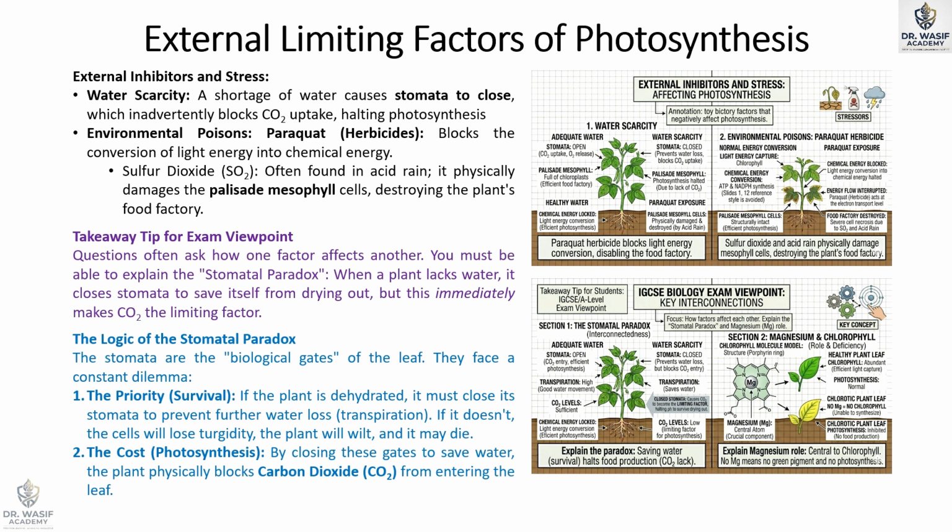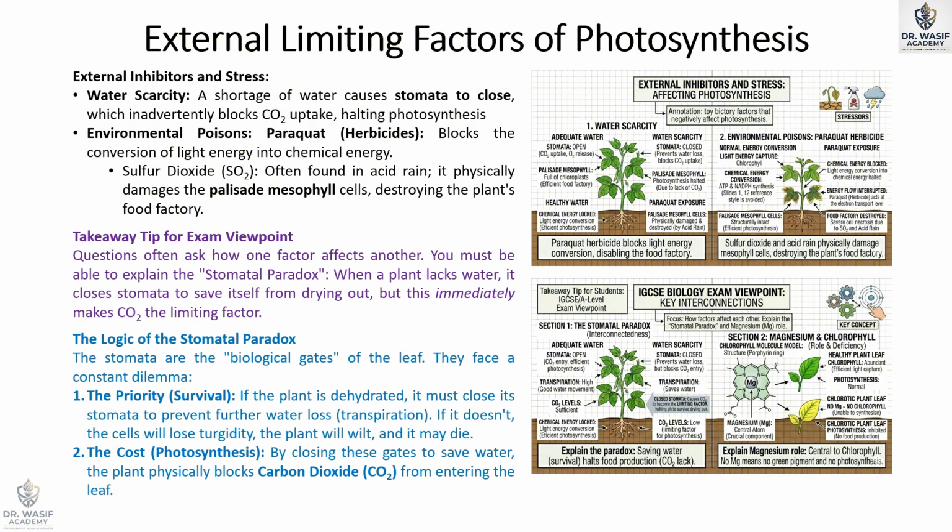So here is a critical concept that often separates grade B students from grade A students. Okay, that is the stomatal paradox. For example, if there is a hot, dry afternoon, then the plant is losing water faster than it can absorb it from the soil. To save itself from drying out, the plant triggers its guard cells to close the stomata, which is a survival move, but it comes with a massive cost. What is the cost? The entry of carbon dioxide also gets closed.